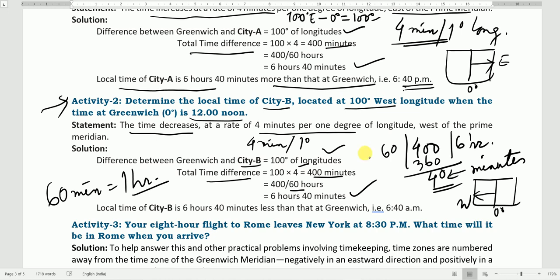So the local time of city B is 6 hours 40 minutes less than that of Greenwich. That is 6:40 a.m., ante meridian. So this will be the time at city B.